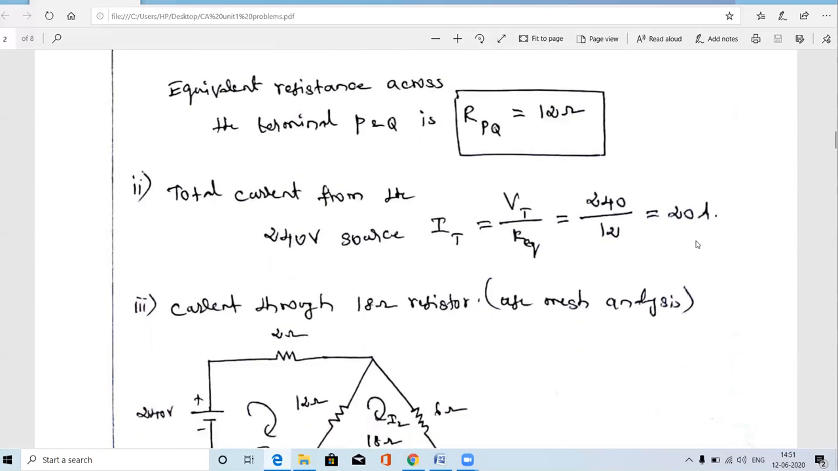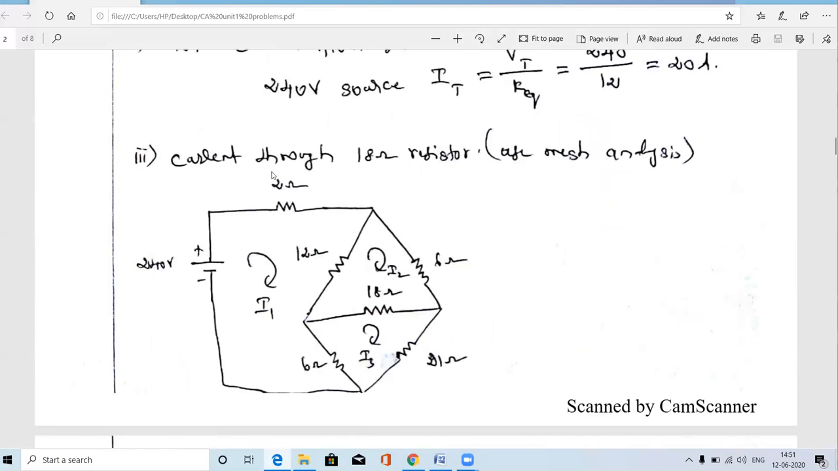Then the third question is that we have to find the current through the 18 ohm resistor. This is the given diagram, the same diagram. In the diagram, where is this 18 ohm resistor? In the center, across the terminals B and C nodes, the 18 ohm resistor is there. So now we have to calculate the current flowing through this 18 ohm resistor.